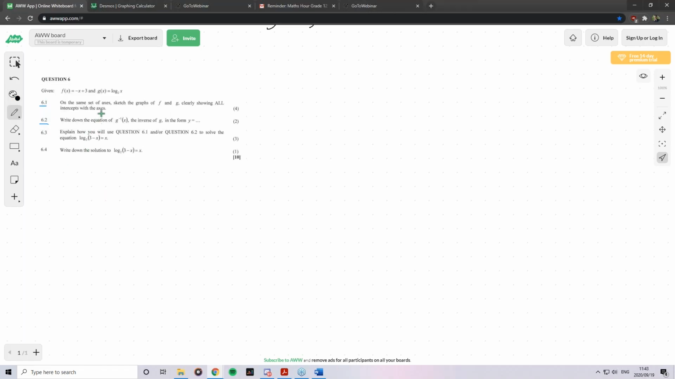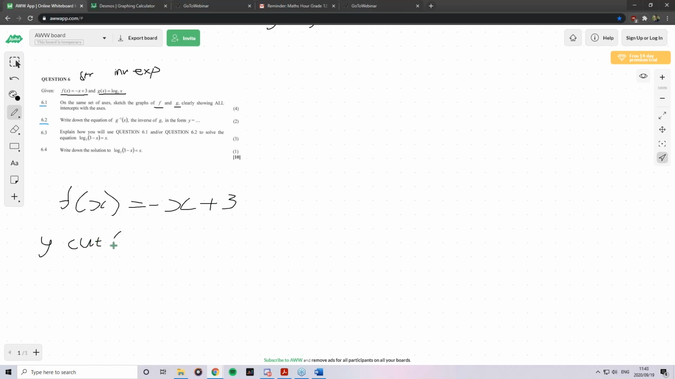So 6.1 gives us that f(x) is equal to minus x plus 3. This we know is a straight line. g(x) is equal to log base 2 of x. Obviously this is the inverse of an exponential. Now they ask us, on the same set of axes, sketch the graphs of f and g, clearly showing all intercepts with the axes. Alright, so we start with f(x) equal to minus x plus 3.